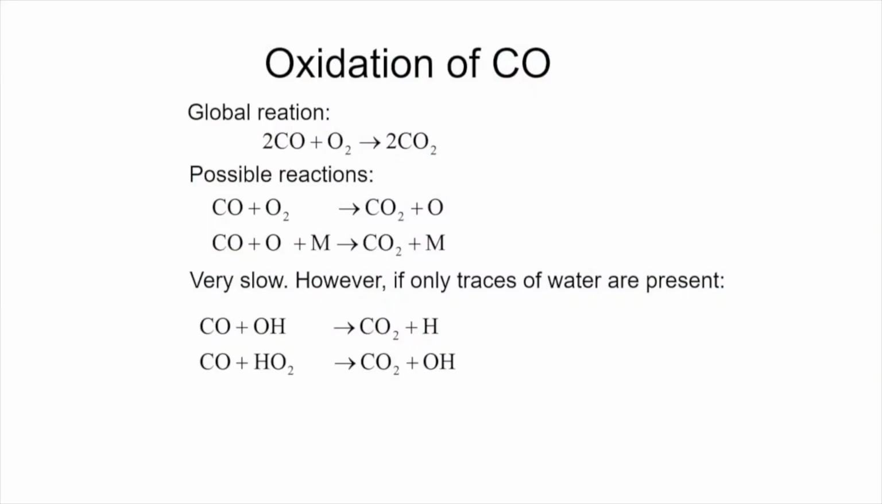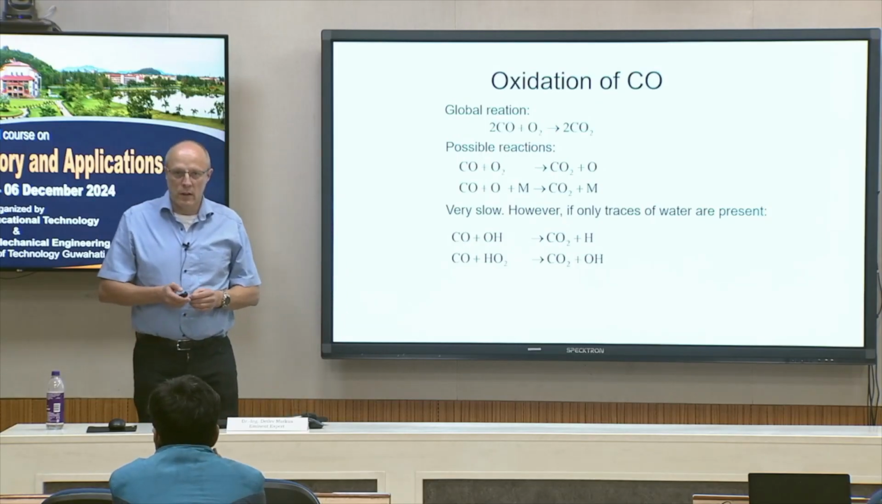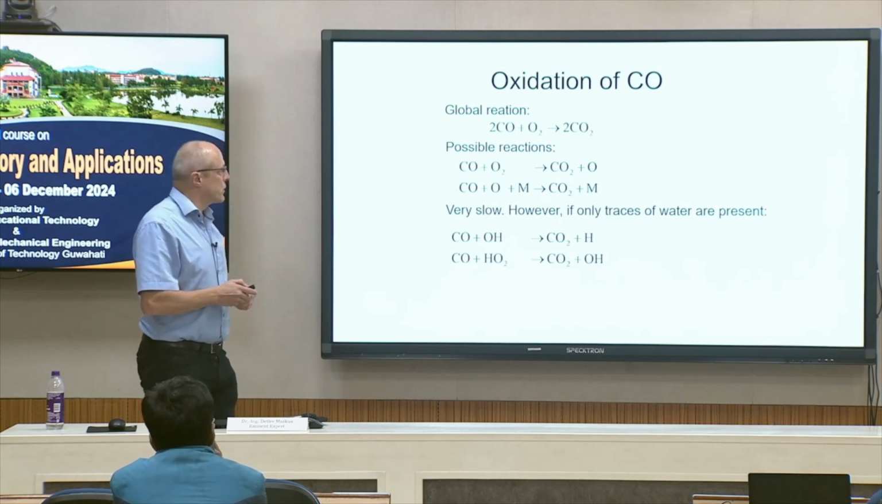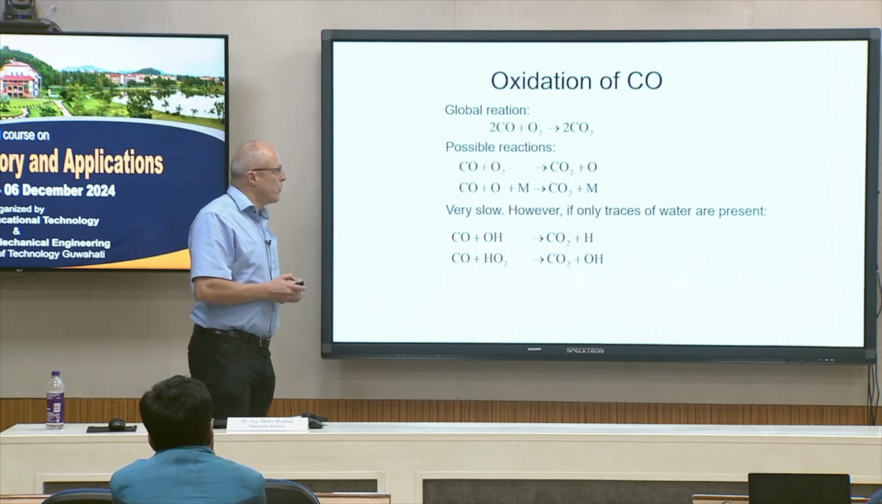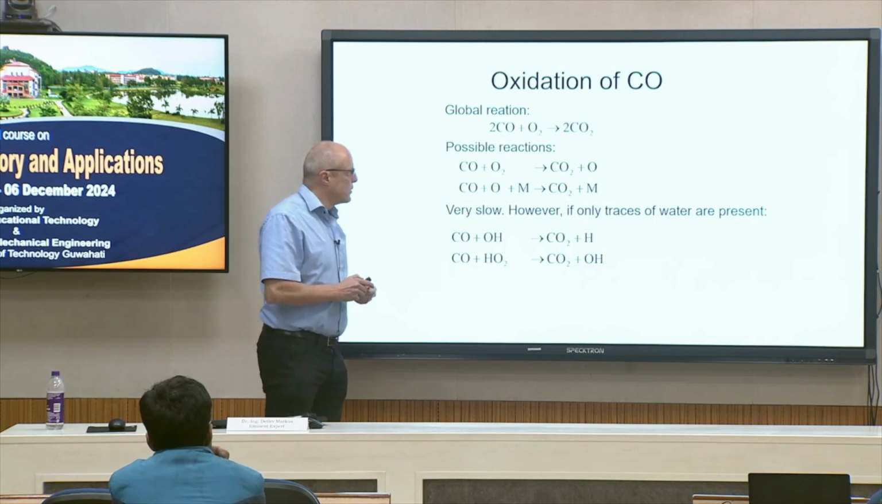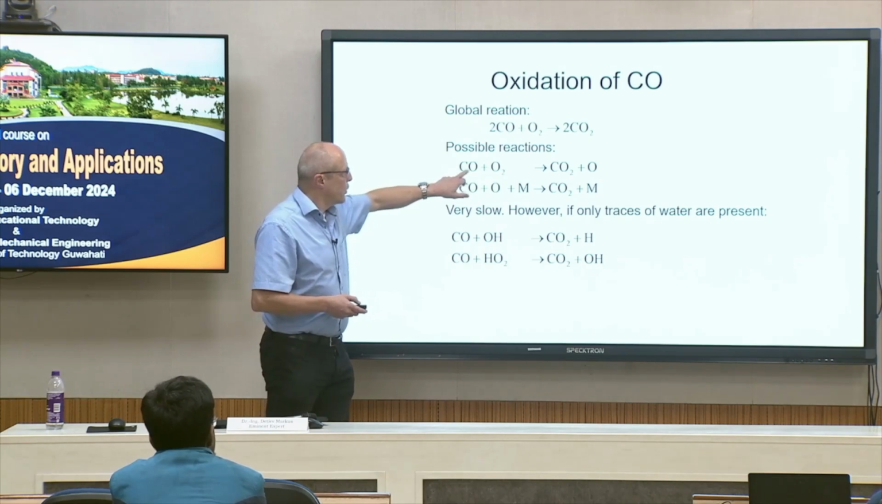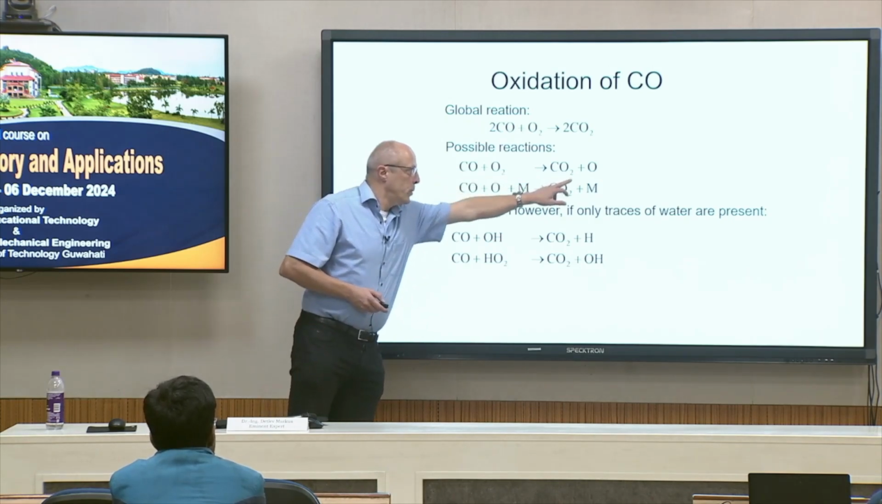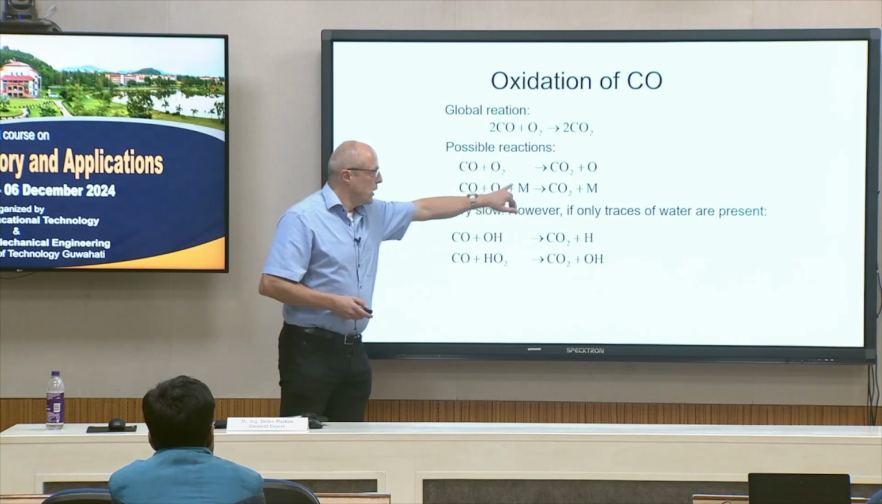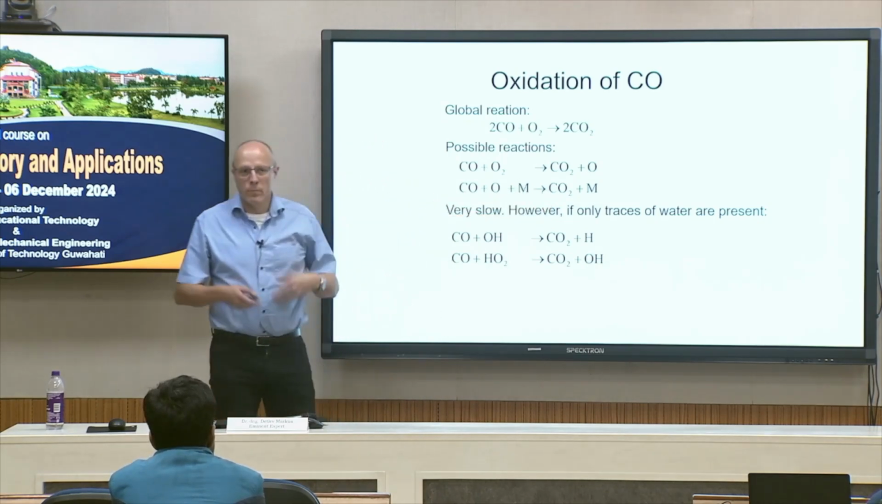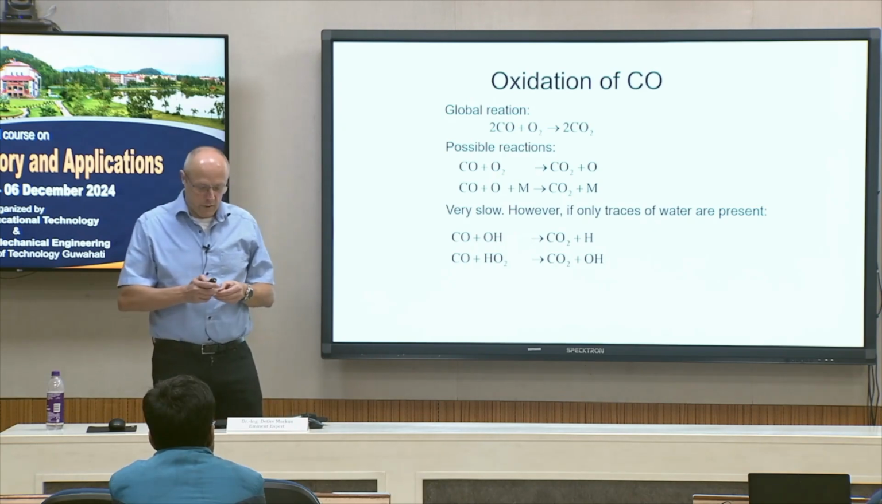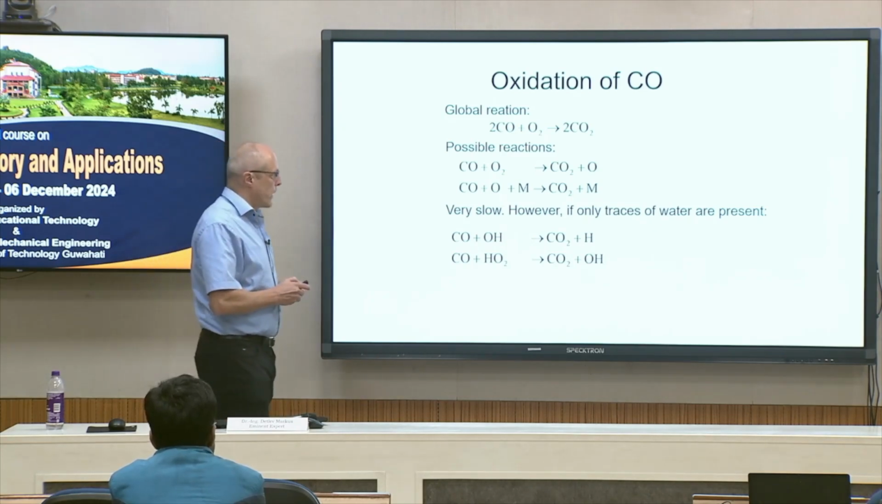So carbon monoxide. Okay, the global reaction here is CO plus O2 gives carbon dioxide. But this classical reaction path, so CO plus O2 gives CO2 plus O, and CO plus O plus a collision partner gives CO2, of course, is possible, but this is a very, very slow reaction.